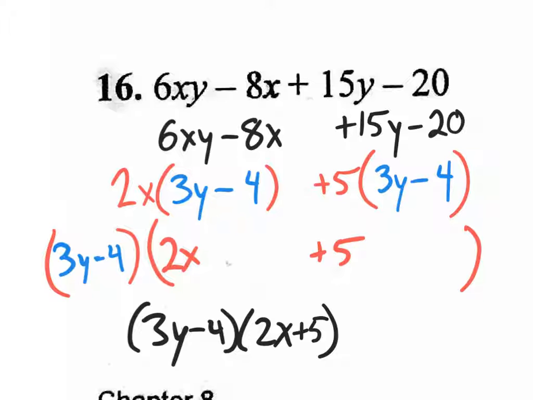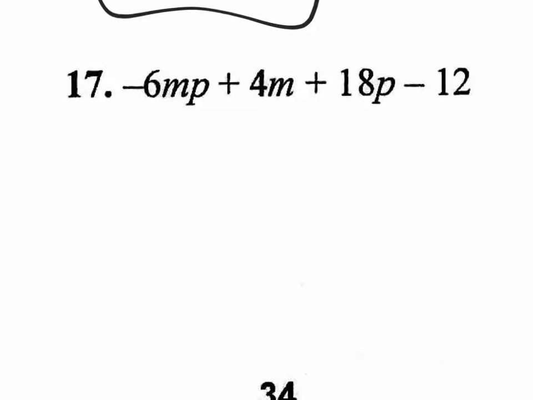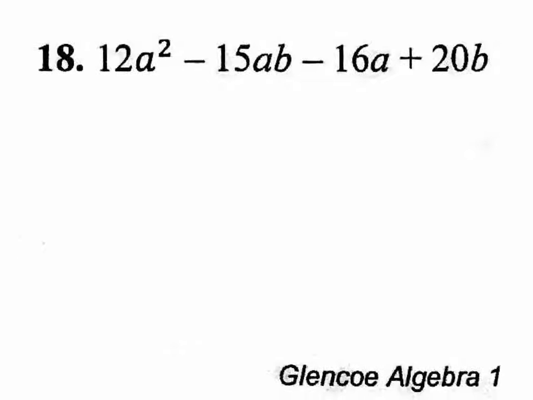Let's move on to number 18. And once again, there are questions like number 17 that you have to first pull out a 2, because all of them are even numbers. You could first pull out a 2 and then continue factoring by grouping on the inside of the parentheses. If you want to see that one explained, watch the other video, the one that's explaining the odd ones. This is the even ones.